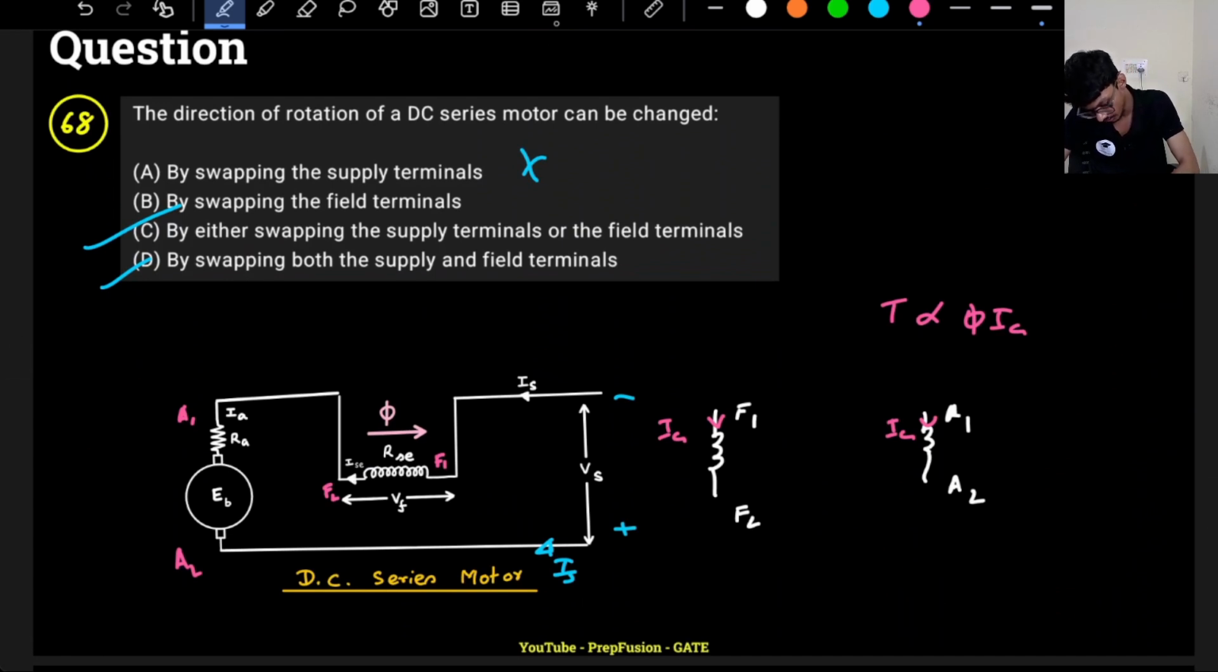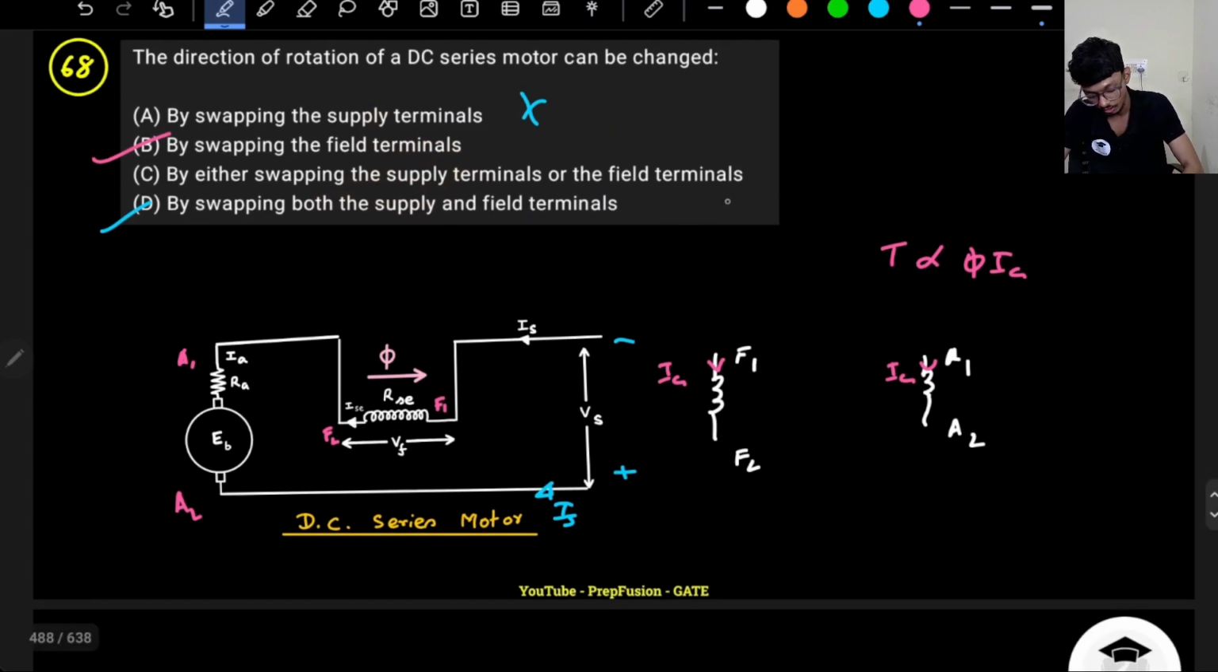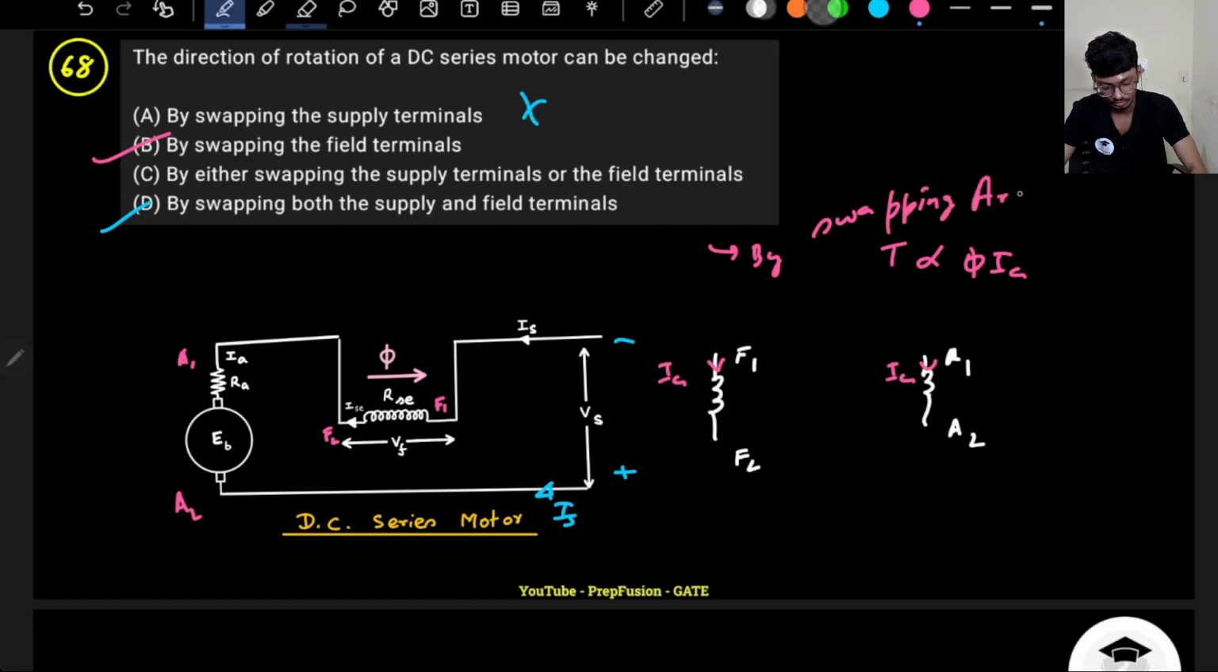Okay, sorry, I thought this was written here armature terminals. No, this is written supply terminals. I'm really sorry. So no, with supply terminals you cannot do it. By swapping field terminals you can do it. By swapping both the supply and armature field terminals also you can do it. Also by swapping armature terminals. Generally we don't have access to the armature terminals, that's why that is not present in the option, but this also is a correct answer, by swapping the armature terminals. Okay.